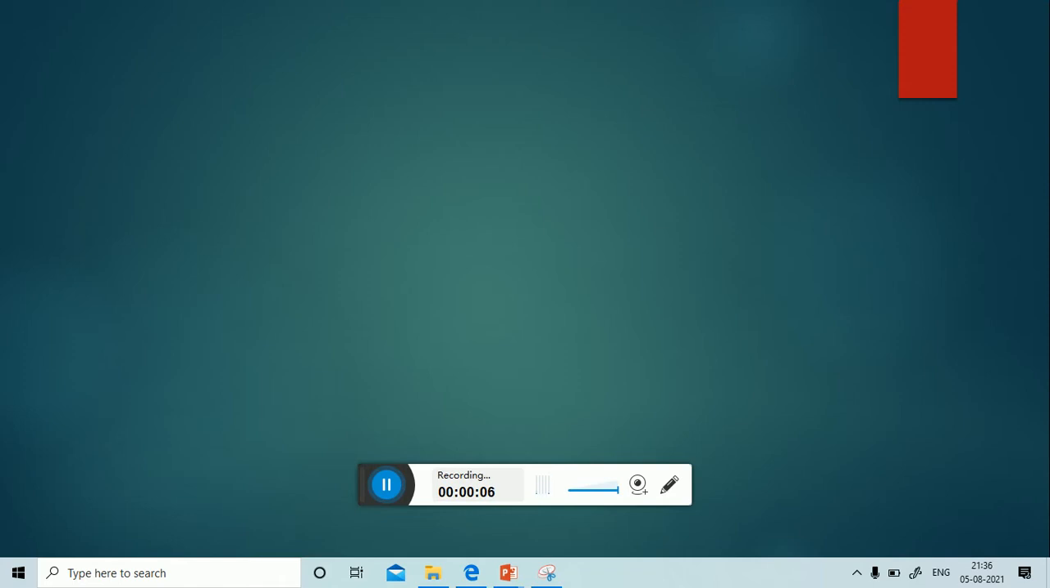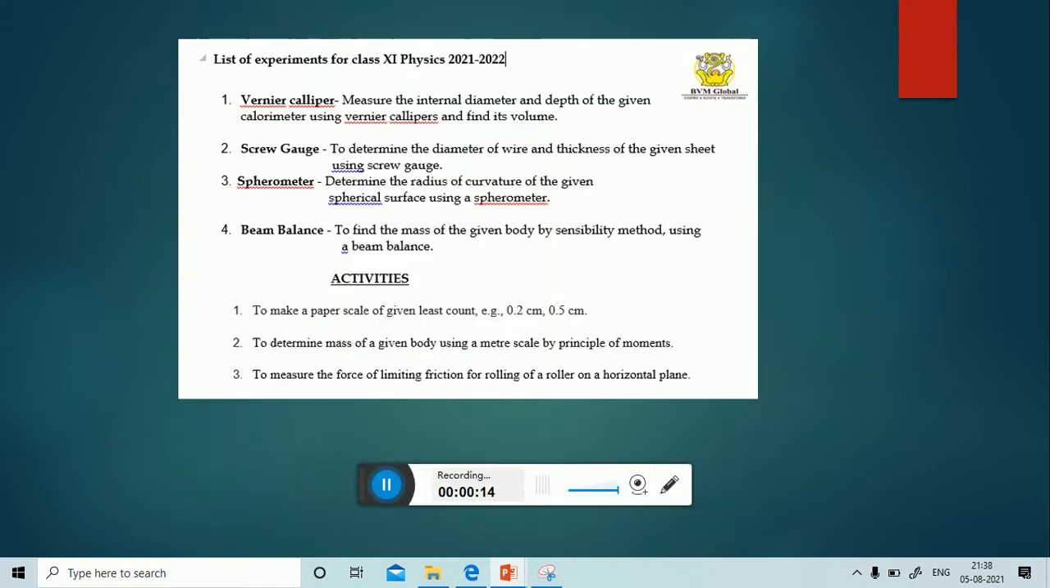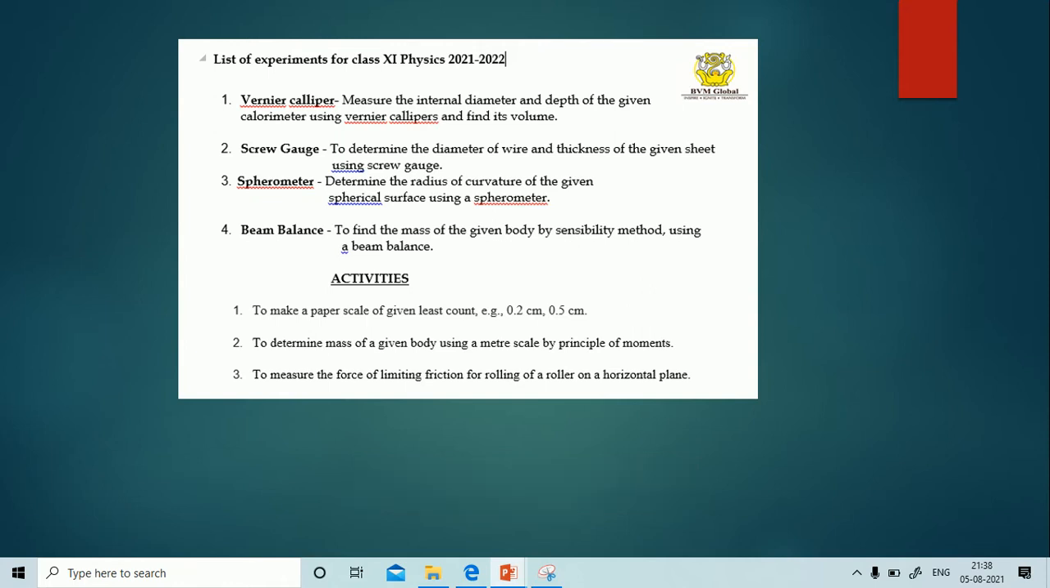Today we are going to have a class 11 practical session, physics practical session. This is the list of experiments and activities which we are going to do for term 1.